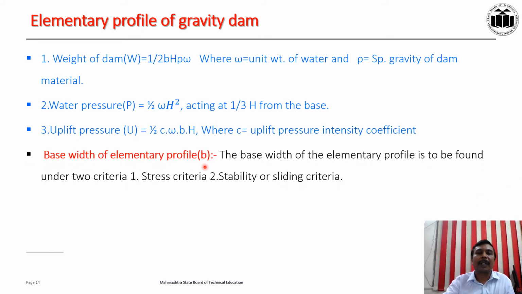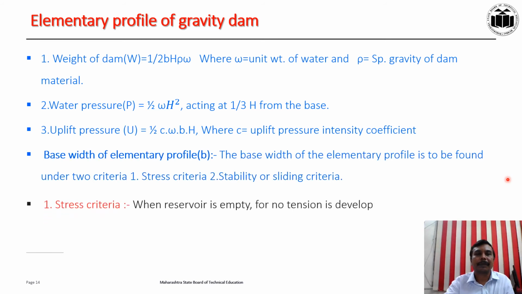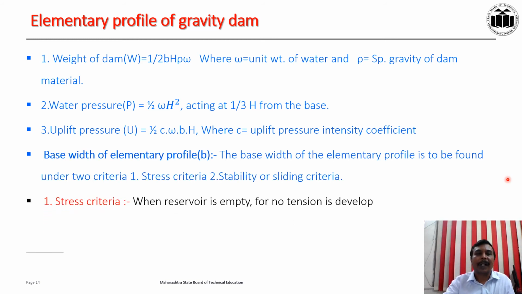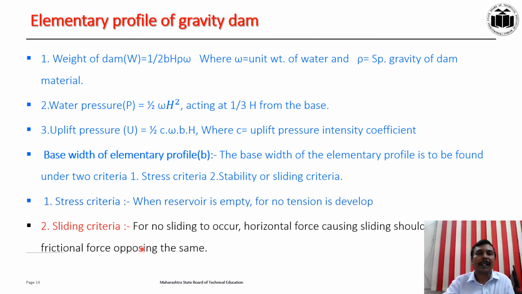The base width of the elementary profile, that is the bottom width of the elementary profile, is to be found out under two criteria. One is the stress criteria and another is the stability or sliding criteria. Stress criteria are considered when the reservoir is empty and no tension is developed, while for the sliding criteria, for no sliding to occur, horizontal forces causing sliding should be less than the frictional forces opposing the same.